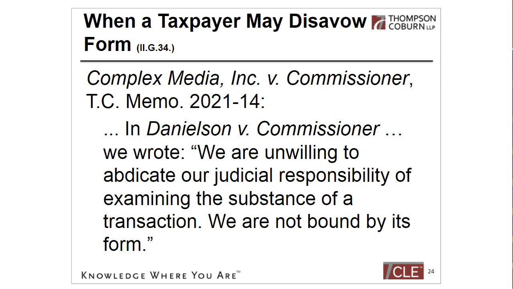So the Complex Media case hails back to a case called Danielson, and the court says that we examine the substance, we are not bound by its form. Now, that's the judge saying the court is not bound by the form. And of course, we know that the substance ultimately controls, but we also know that if a taxpayer chooses the form, they might get stuck with it. So what are the rules for that? When is the taxpayer stuck by the form and when is the taxpayer not?